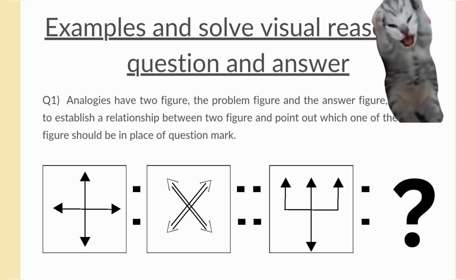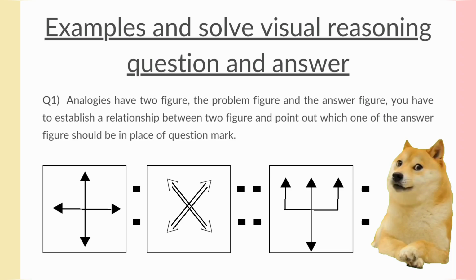Let's see some examples and solve visual reasoning questions and answers. First, analogies have two figures, the problem figure and the answer figure. You have to establish a relationship between two figures and point out which one of the answer figures should be in place of the question mark. So there are 4 images given to you and you have to figure out the fourth one. You can pause the video and give it a try.